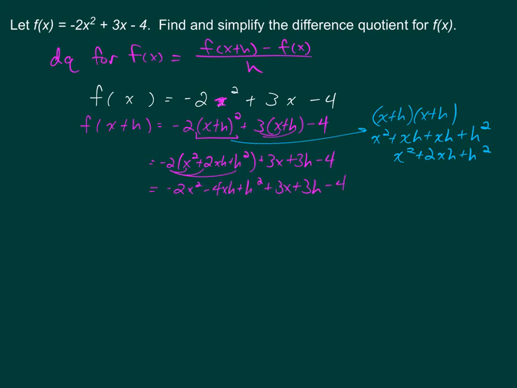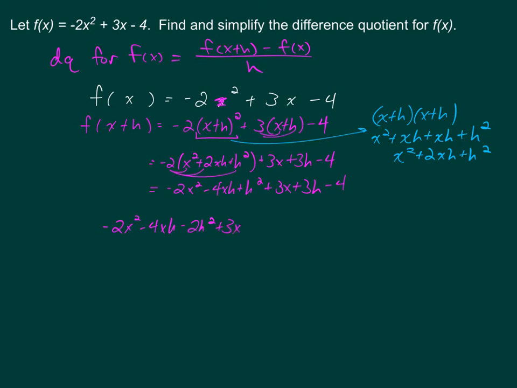So now we turn back to the difference quotient, this fraction right here. F of x plus h is all of this. So I'm going to write that. I'm going to write negative 2x squared minus 4xh. Oops, I did not distribute correctly up here, but this is a negative 2h squared. So I forgot to distribute the negative 2 right here. I've corrected it in this step.